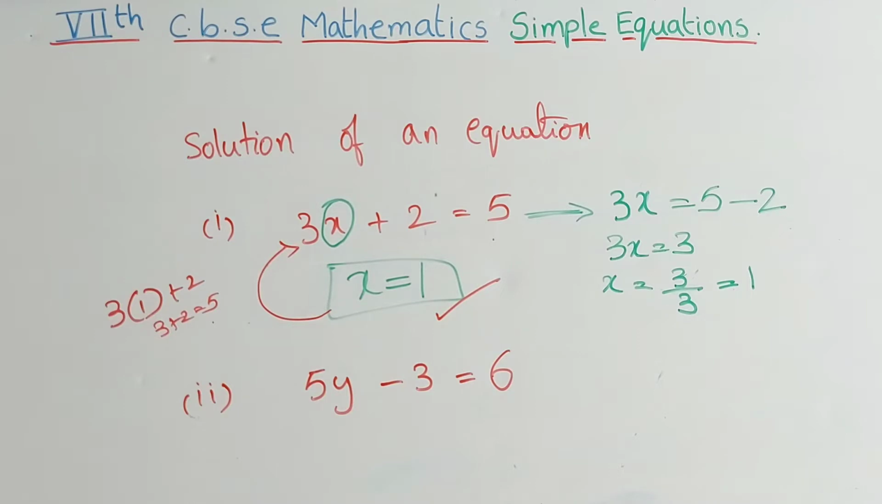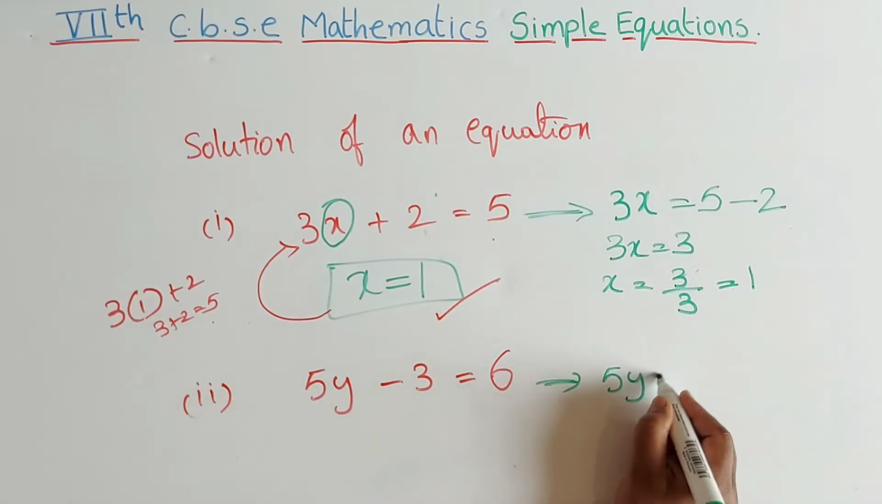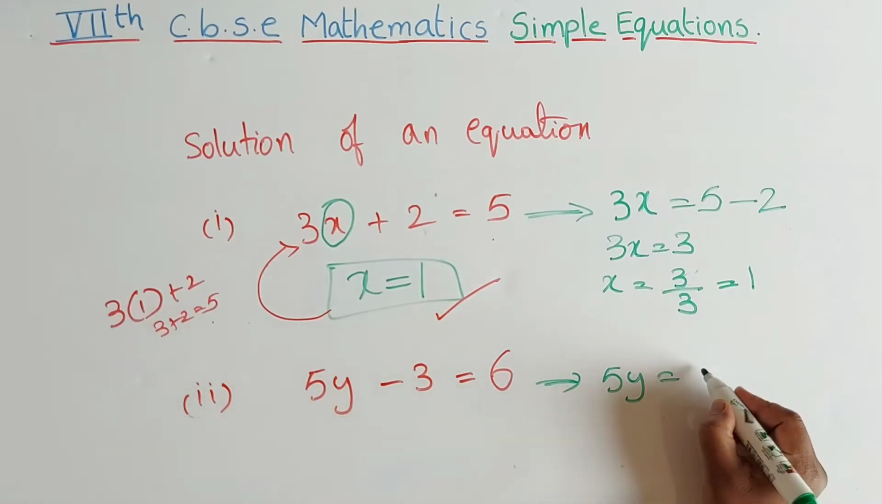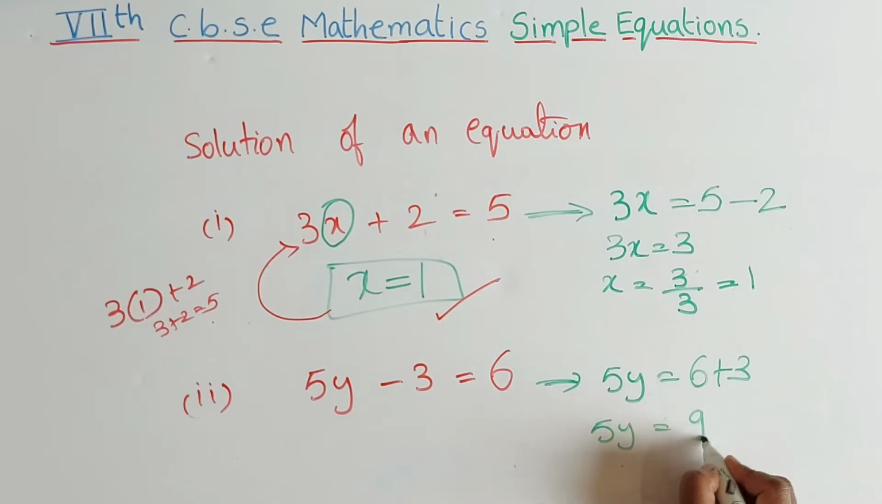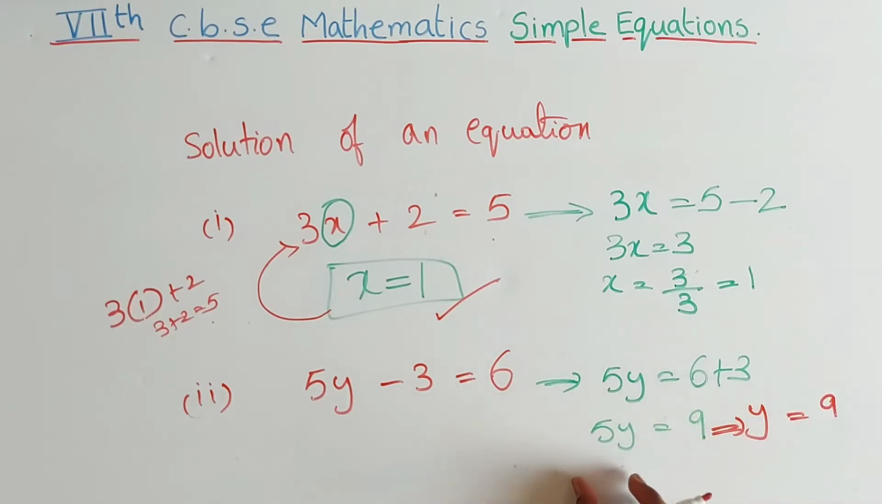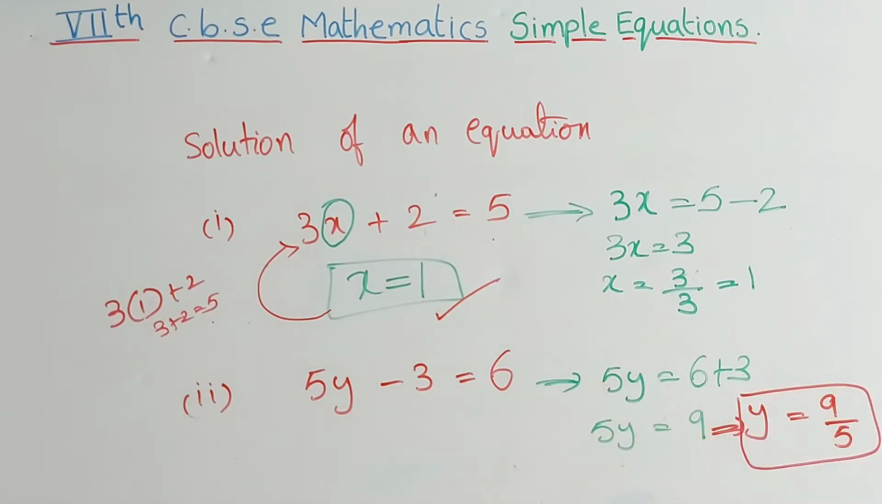Now we will see the second one. 5y minus 3 equal to 6. Here also it is the same thing. We want y. That means keep this y portion. That means 5y equal to, minus 3 will go to the right hand side, 6 plus 3. Now 5y equal to 6 plus 3, which is 9. We want y only. So y equal to 9 by 5. This 5 is multiplying here. If you send it to the right hand side, it is dividing. Right children? y equal to 9 by 5 is the solution for this equation.